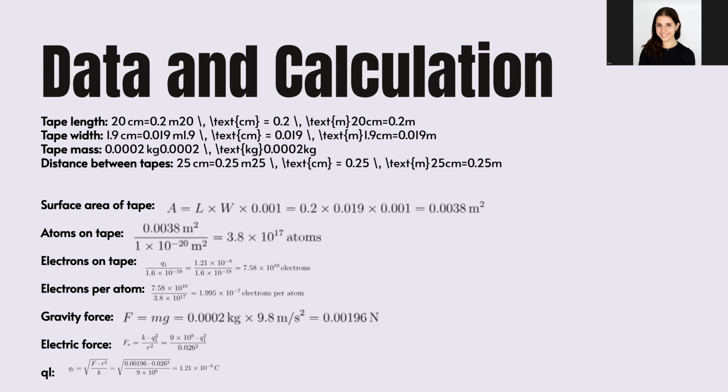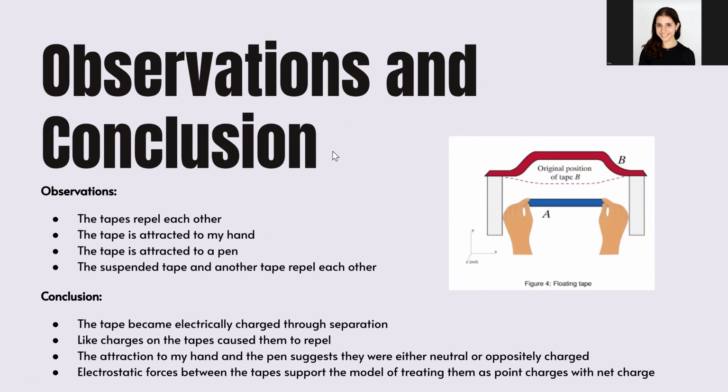And then here I showed the formulas that I used, and I took dimensions of all the tape. It looks like some of my formatting got messed up, but you can see the measurements we did. And the formulas I used to find the surface area of the tape and the atoms in the tape, the electrons per atom, the gravitational force, the electric force, and then T1.